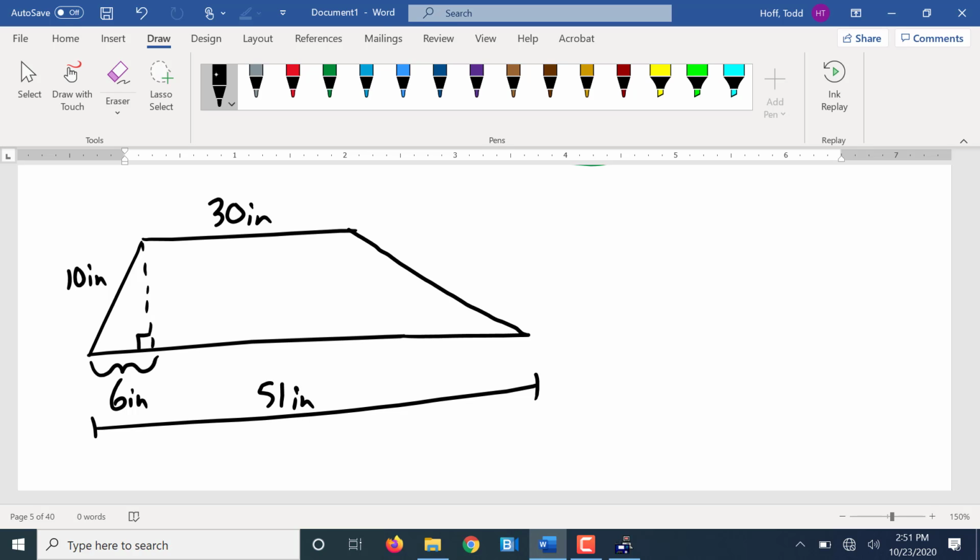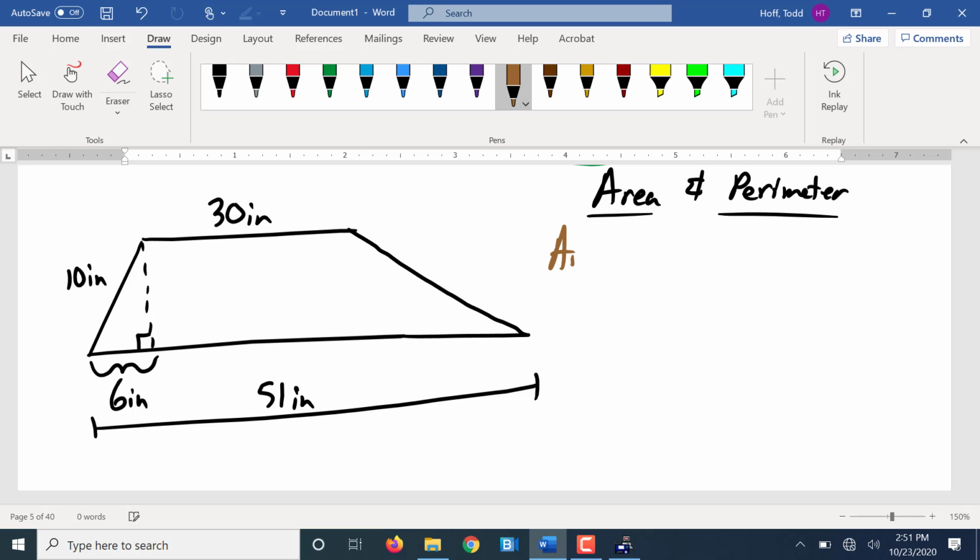For a trapezoid, I want to find the area and the perimeter. For area, it's the average of the bases. Well, I have 30 and 51. So I'm going to add them together and divide by 2, but I don't know this height. How can I find that height?